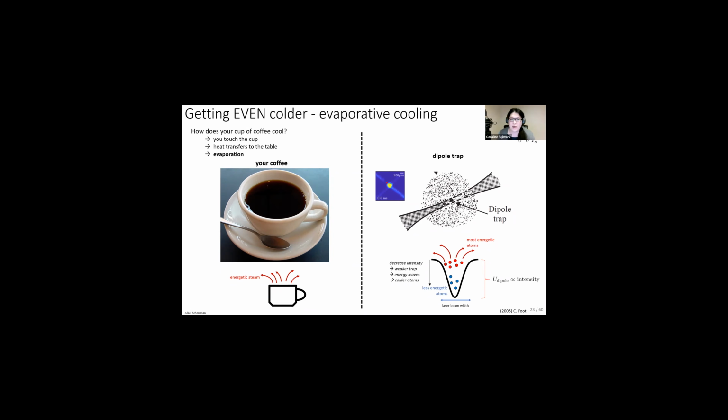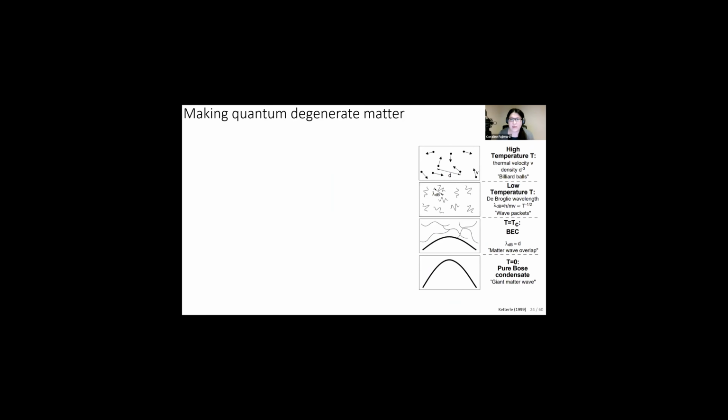And so this technique of optical evaporation allows us in the lab to cool down from those 2 microkelvin temperatures to much, much, much colder temperatures. And that allows us to make quantum degenerate matter. So what do I mean by this?